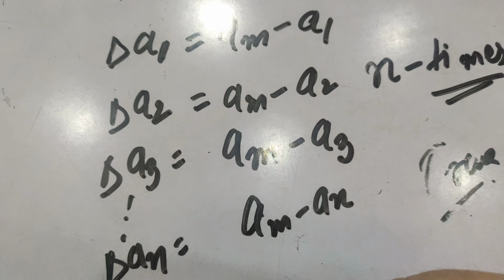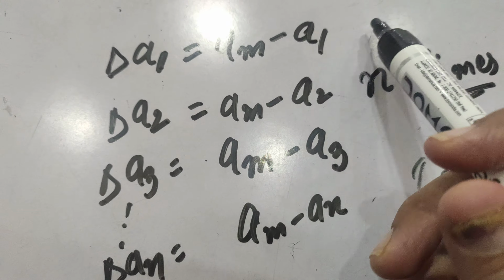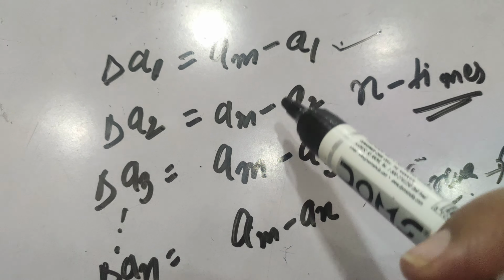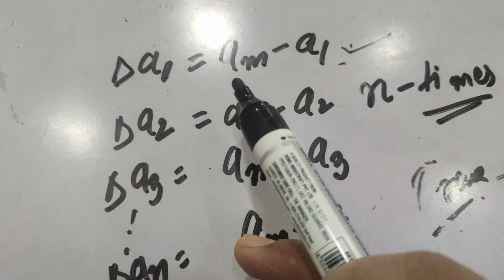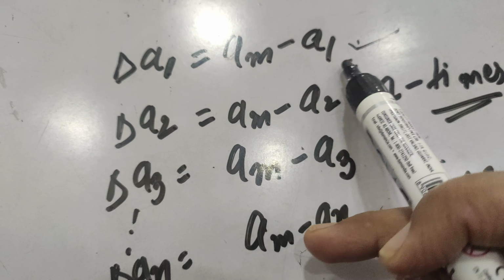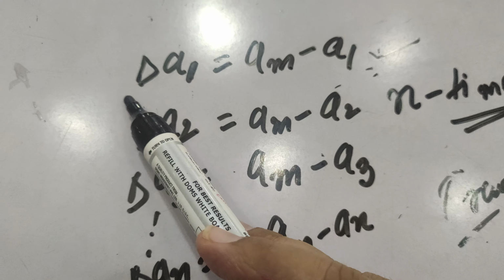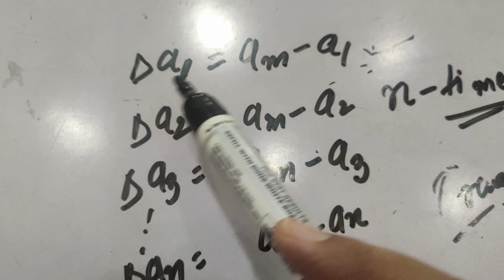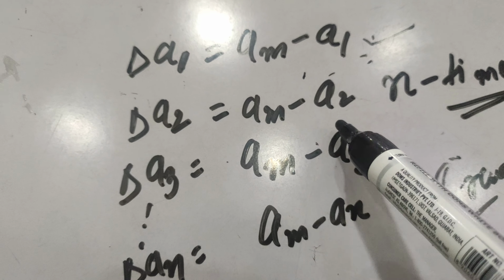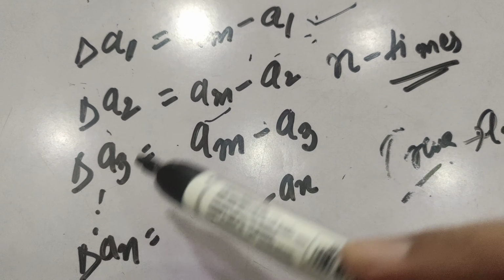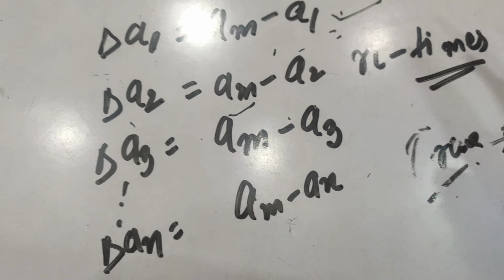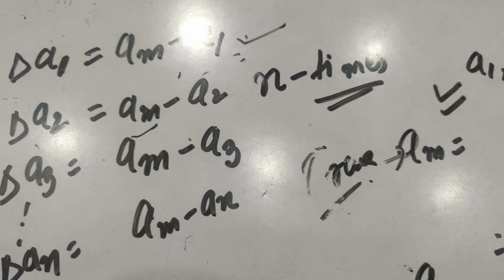Now these can be positive or negative depending upon the measured value being greater or smaller. If the measured value is greater than the true value, in that case the absolute error will be negative, and if it is smaller than the true value, it will be positive. So absolute error can be positive or negative depending upon the measured value.